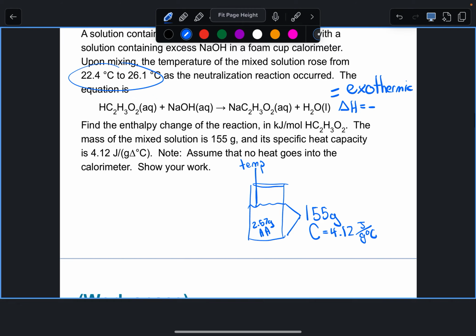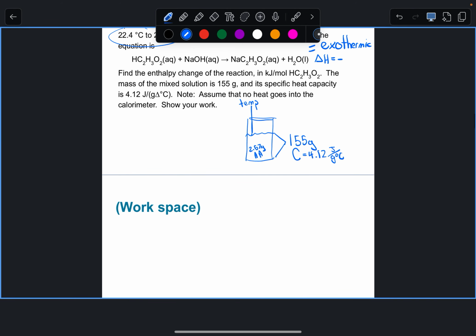Okay, so we're going to go ahead. I'll start this on the next page. We're going to calculate the Q of the solution, because when I want the reaction, I'm just going to do the opposite sign of that. I'm going to write these subscripts to really emphasize we're talking about the mass of the solution, not the mass of the acetic acid. That's part of the reaction itself. It's just the mass of the solution, the specific heat of the solution, and the change in temperature of the solution.